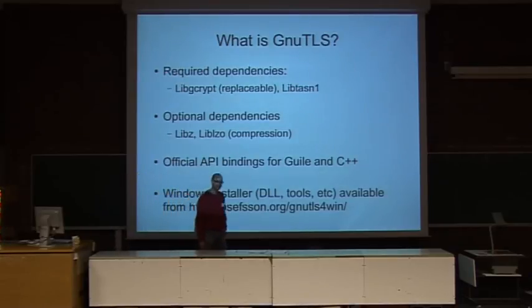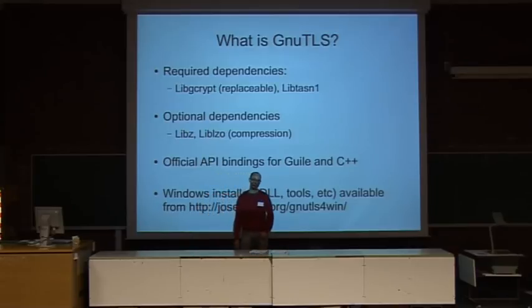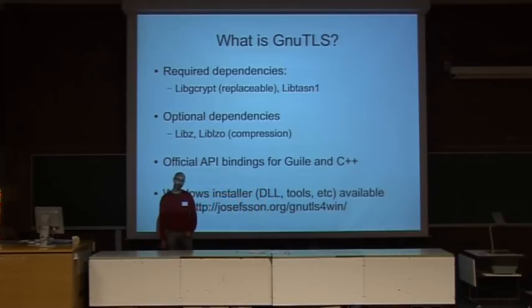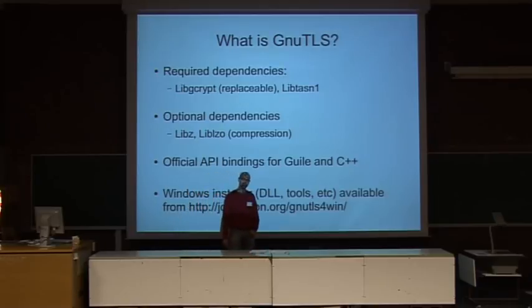So GNU-TLS depends on Werner Koch's libgcrypt for low-level encryption. In the latest stable branch, it's possible to replace libgcrypt on a per encryption algorithm basis. So if you want to plug in your favorite implementation of AES, that's possible. Or if you want to use hardware-assisted encryption, that's also possible.